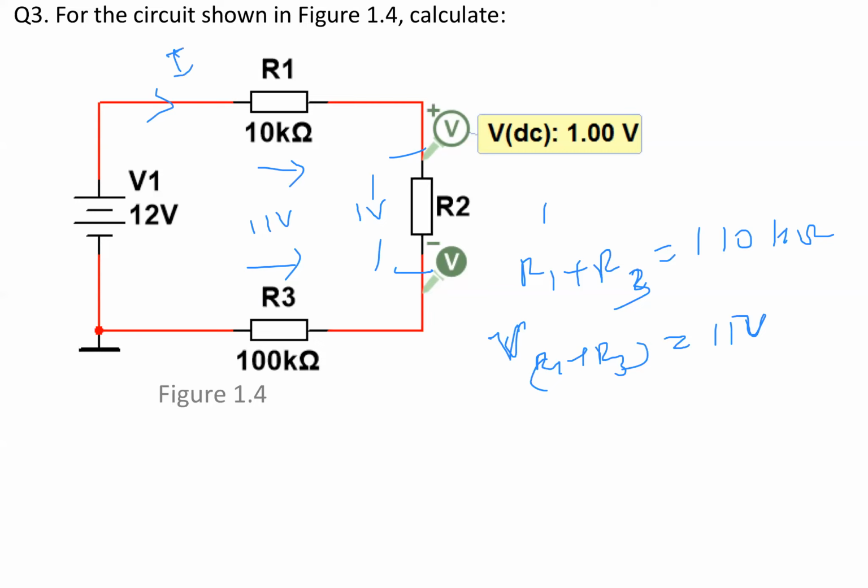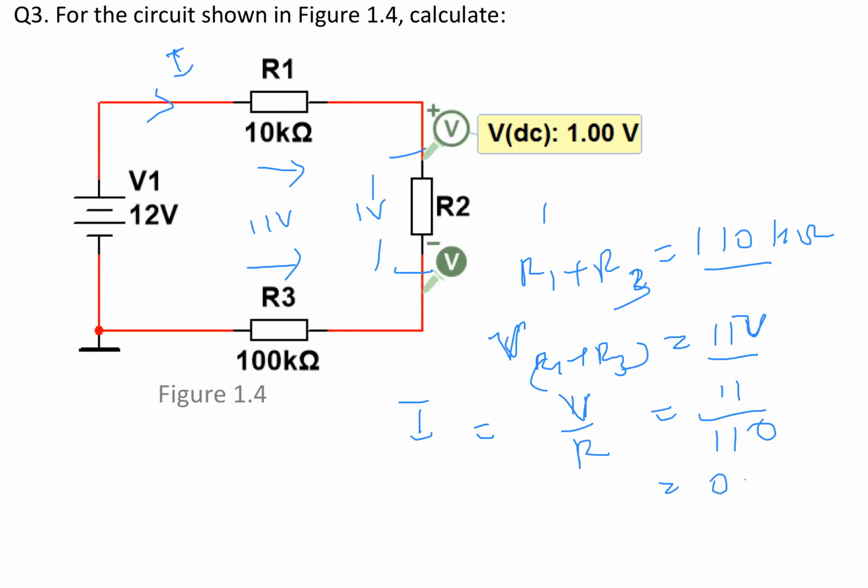What will be I? 11 divided by 110. That's correct. V divided by R, because this is the total voltage drop, divided by resistance, right? So then that is equal to 110. So that means, guys, what will be the value?